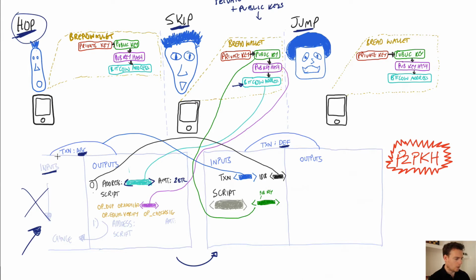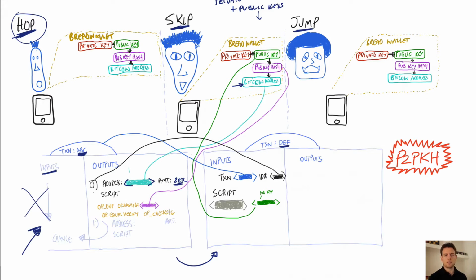So Hop specifies the Bitcoin address pointing to Skip's Bitcoin address. He specifies the amount of Bitcoin he wants to pay to Skip, and then he specifies a locking script. The locking script is one that I briefly pointed to at the end of the last video. It's OP_DUP OP_HASH160 of the public key hash, OP_EQUALVERIFY, OP_CHECKSIG.